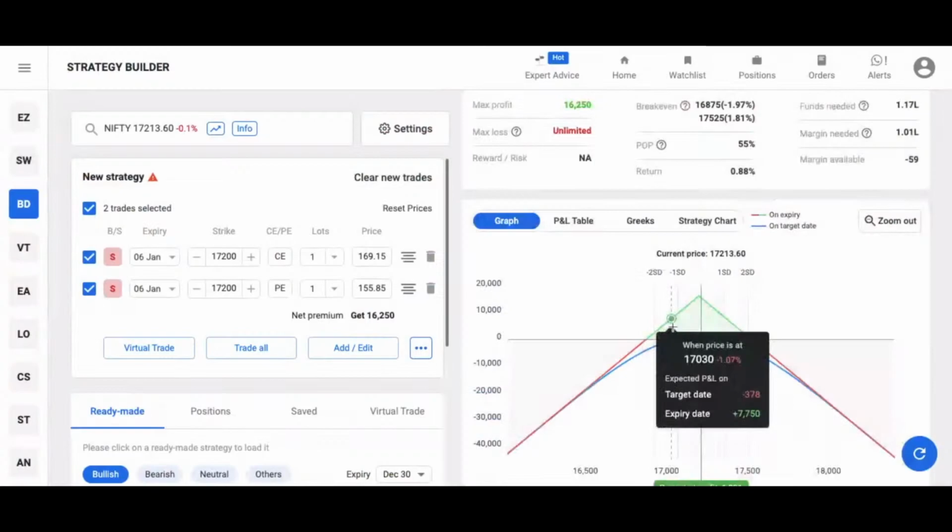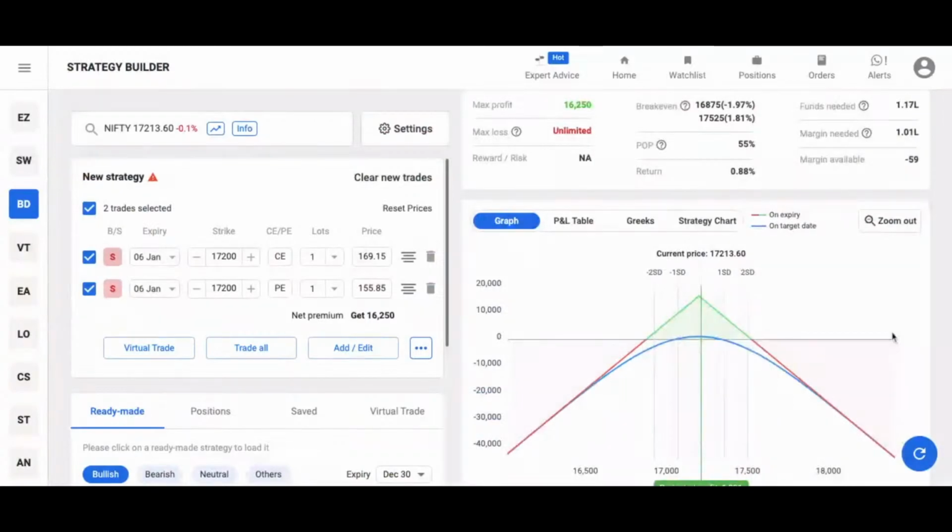And I think over here you can probably see minus 1.97 and 1.81 in positive. Why are the numbers not the same? This is again because of the skew. There will be a difference between the prices of calls and puts depending on how the markets move. So I think short straddle is something which is really nice, especially around expiry.